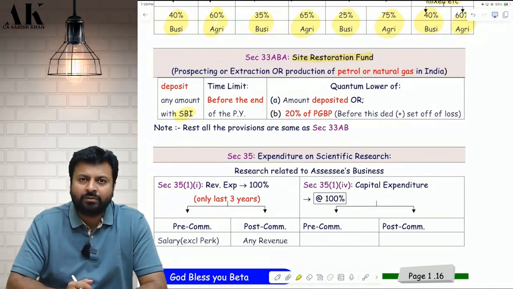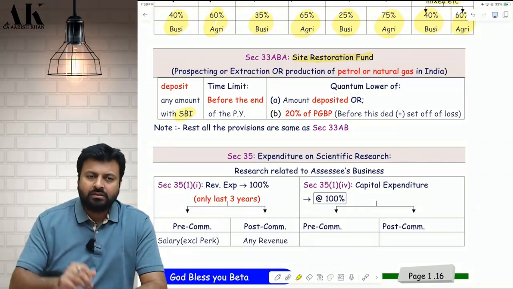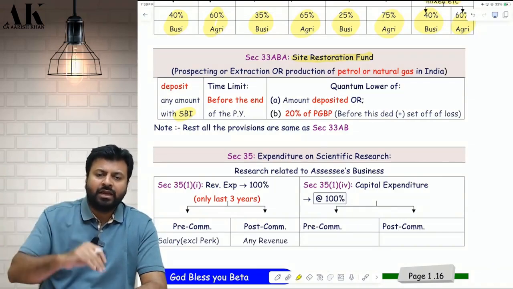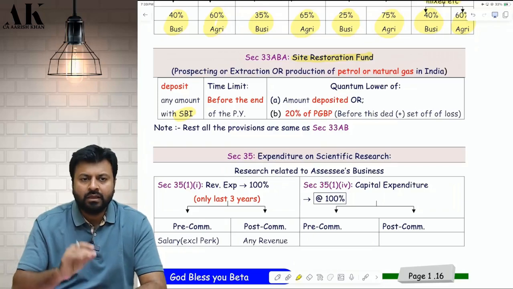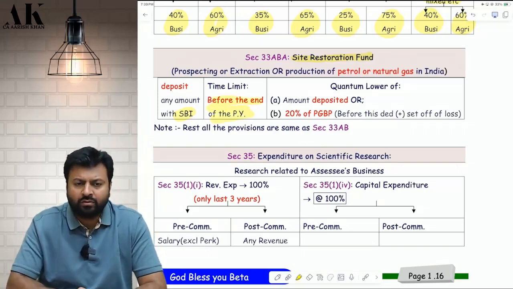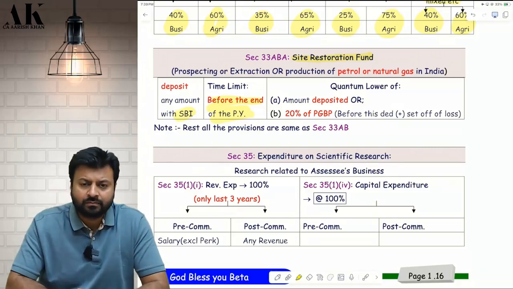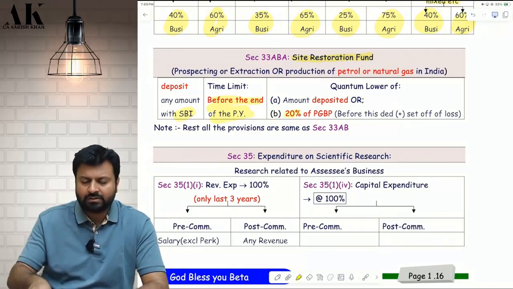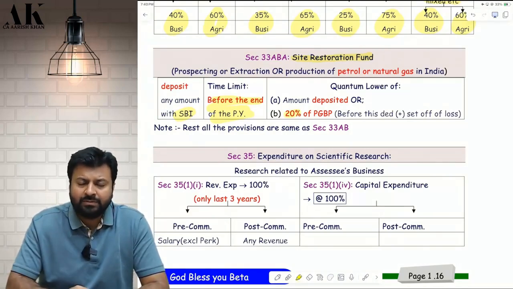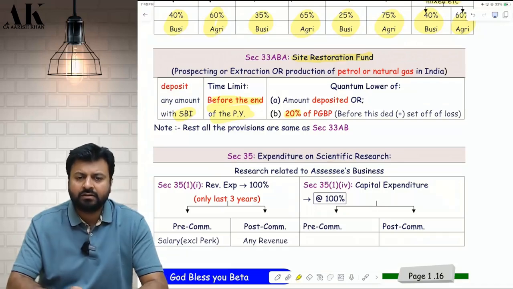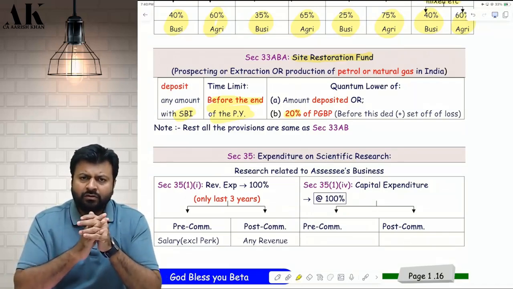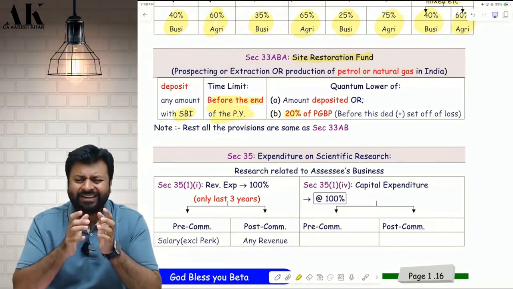Secondly, here the time limit to deposit is slightly stricter. There we used to deposit before 6 months from the end of the financial year. Okay. Here we have to deposit before the end of the financial year. That is before 31st March 25, sorry. So if you want to claim deduction in 2024-25, you have to deposit by 31st March 2025. Is it clear to all of you? Please tell me. And the third one is, there it was 40%, here it is 20%. Okay. 20% of PGBP before this deduction and before losses. Okay. So these are the few points which are differences. Minor differences, not great.